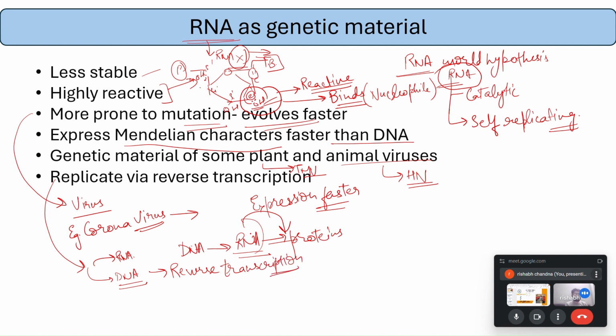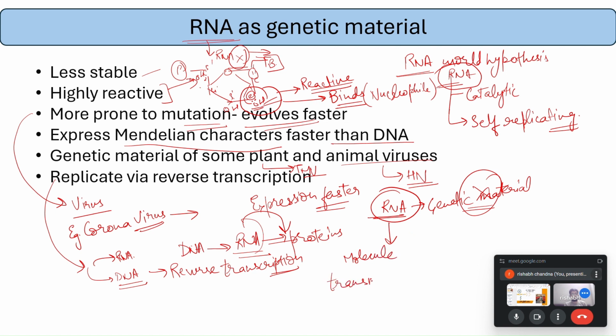Okay, so these were the points that we discussed in the last class, and today we'll be starting with transcription. So, as RNA is not a good genetic material, what is RNA used for in the molecular biology system? As RNA has certain properties of being reactive, and it directly encodes the protein, it is considered a molecule that helps in the transmission of genetic information.